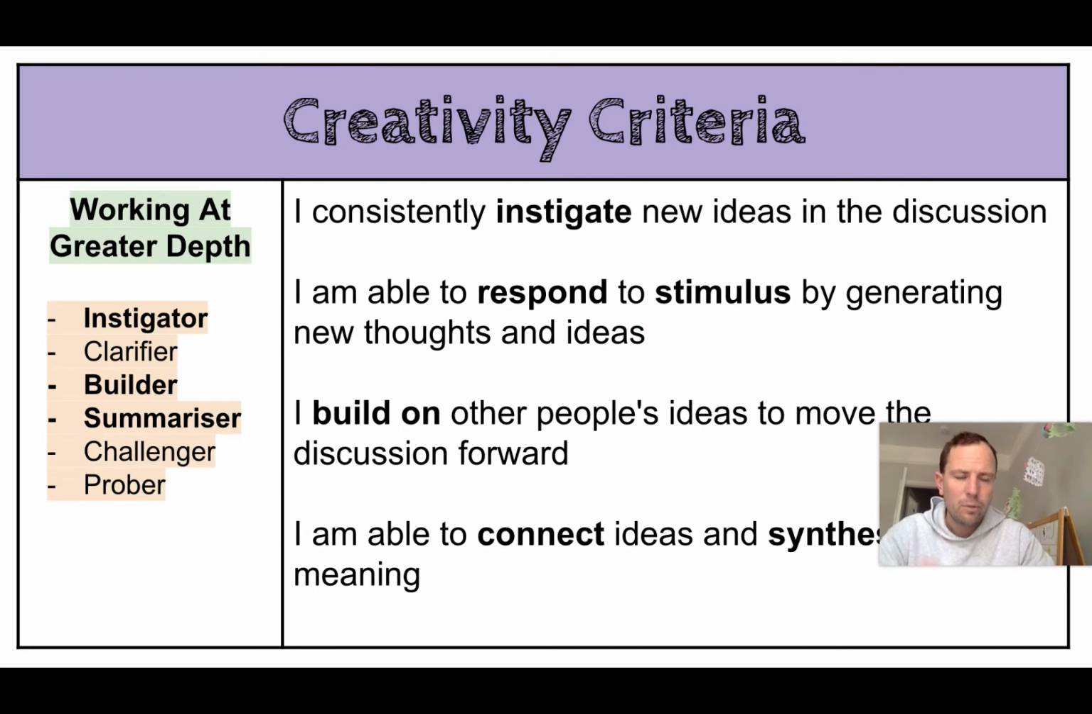So the first group task, which was last week, we were really trying to focus in on creativity. And so these were the 4 criteria we were looking at. Can a student constantly instigate new ideas in a discussion? Are they able to respond to stimulus by generating new thoughts and ideas? Can they build on other people's ideas during the discussion? And are they able to connect 2 ideas together and synthesize, build new meaning from that? So rather than assess the actual quality of the new emoji idea, we really wanted to assess these 4 skills.